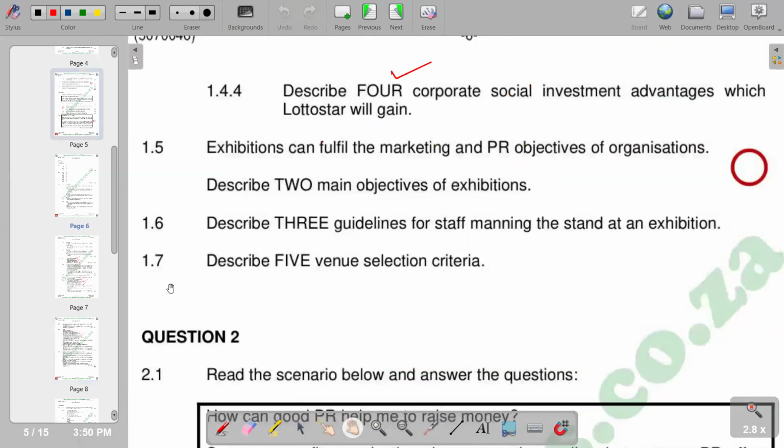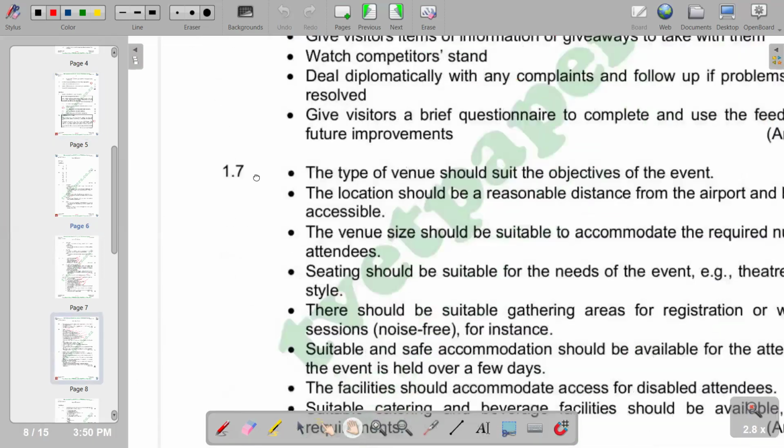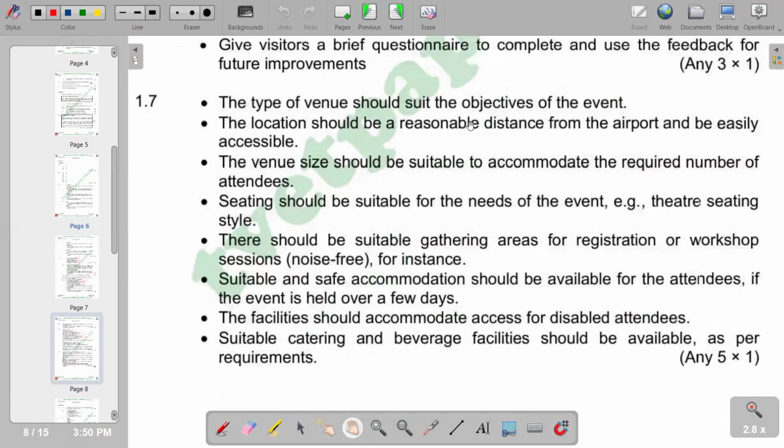And we move on to our 1.7, which says describe 5 venue selection criteria. How do we select a venue? In terms of the venue selection criteria on 1.7, the first point is the type of event should suit the objectives of the event. The second one, the location should be a reasonable distance from the airport and be easily accessible.